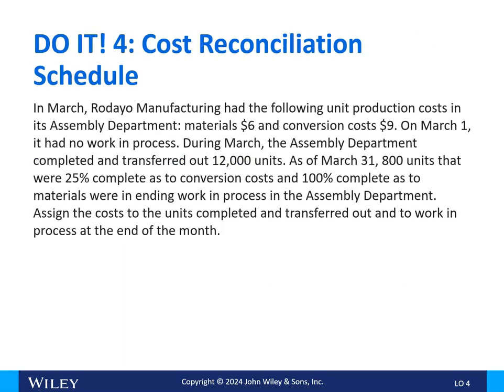So let's look at a cost reconciliation example. In March, Rodeo Manufacturing had the following unit production costs in its assembly department. Material $6, conversion costs $9. On March 1st, it had no work in process. During March, the assembly department completed and transferred out 12,000 units. As of March 30th, 800 units that were 25% complete to conversion cost, 100% complete as to materials were in ending work in process in the assembly department. Assign the cost to the units completed and transferred out and the work in process at the end of the month.